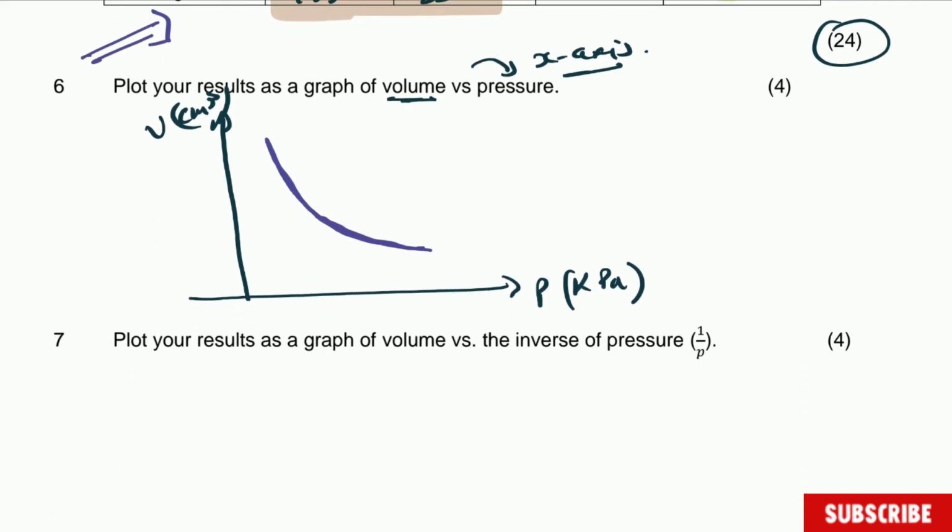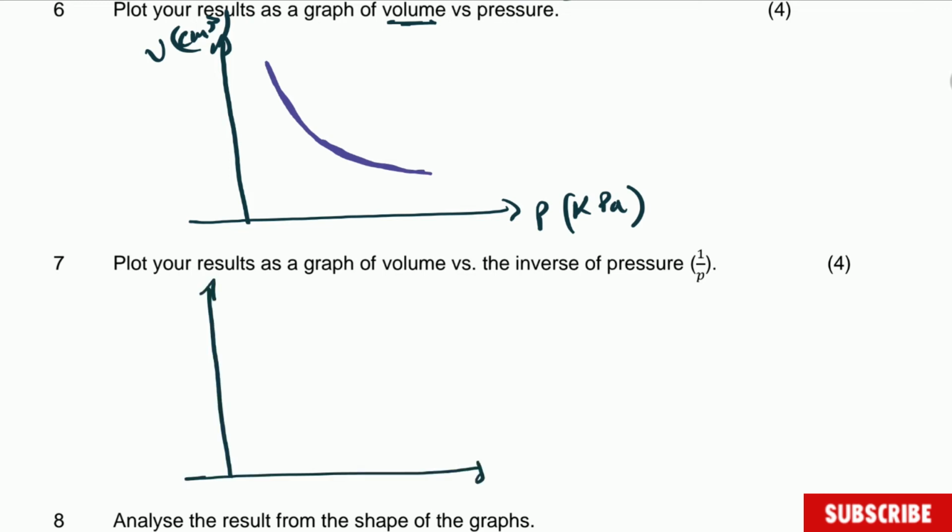And then plot the result as a graph of volume versus the inverse of pressure. It could be pressure versus the inverse of volume. It doesn't really matter. Remember, I said the second one is on the x-axis; the inverse of pressure is here.